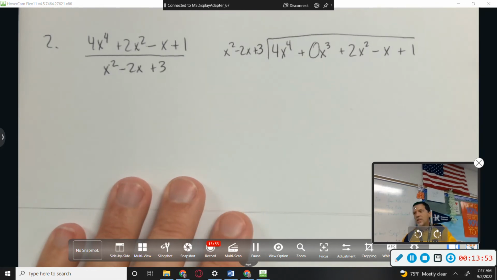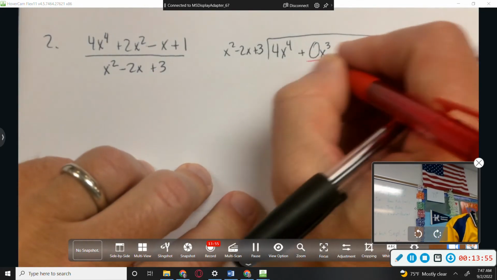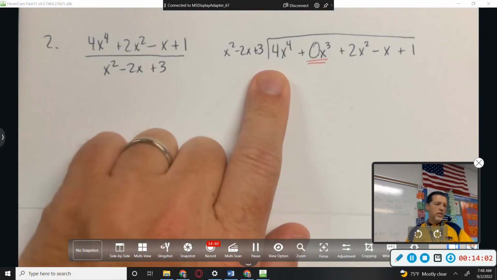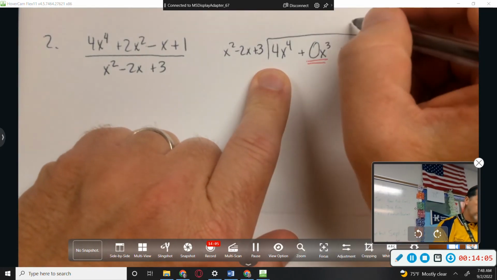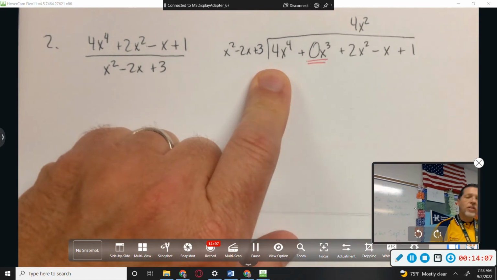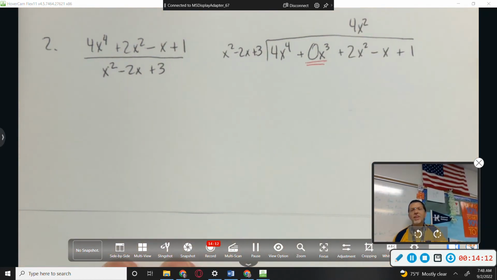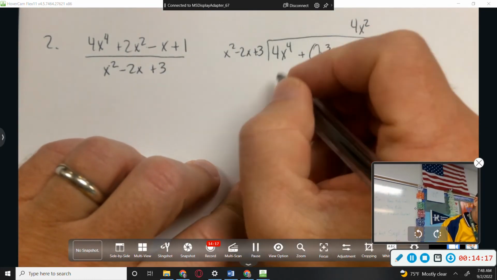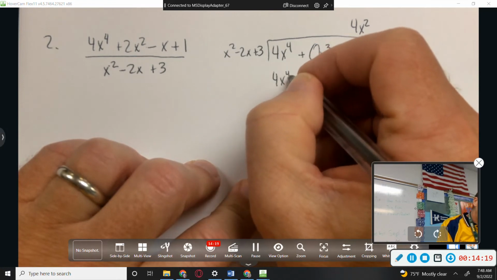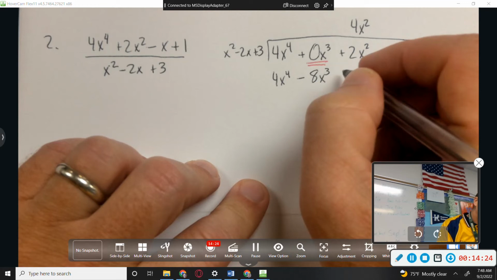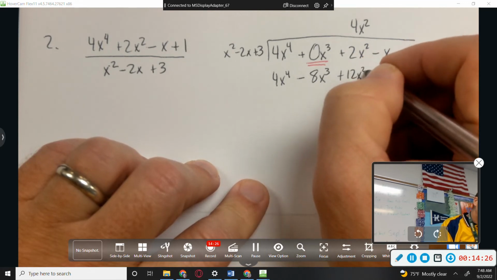Okay, now it's the same as the last one. So that extra 0 is in there. All right, so what times x squared gets me 4x to the fourth? 4x squared, and so I'm going to put it over the x squared term. I think most books and most teachers put it somewhere else, but I like keeping all my powers lined up. All right, multiply it back. 4x to the fourth minus 8x cubed plus 12x squared.